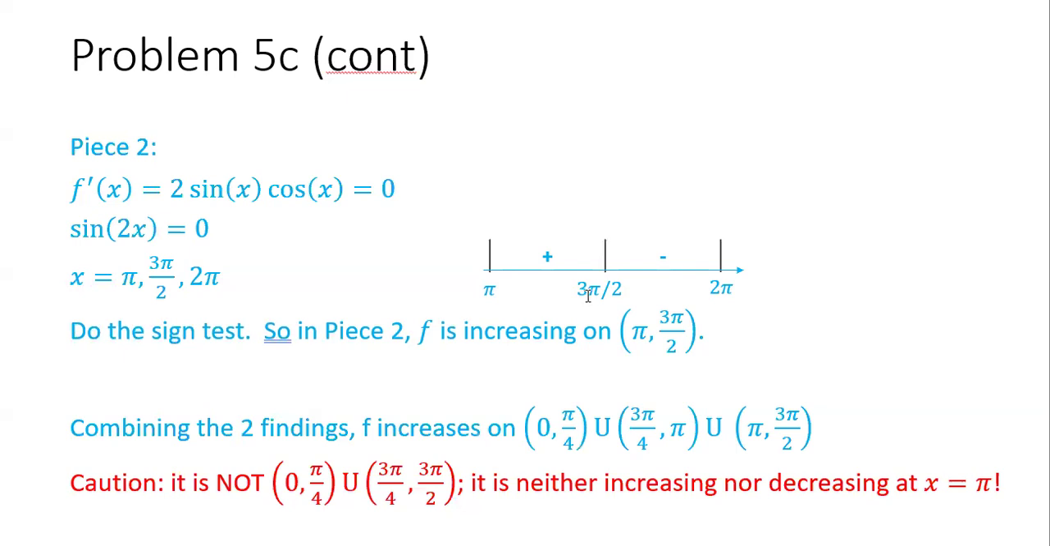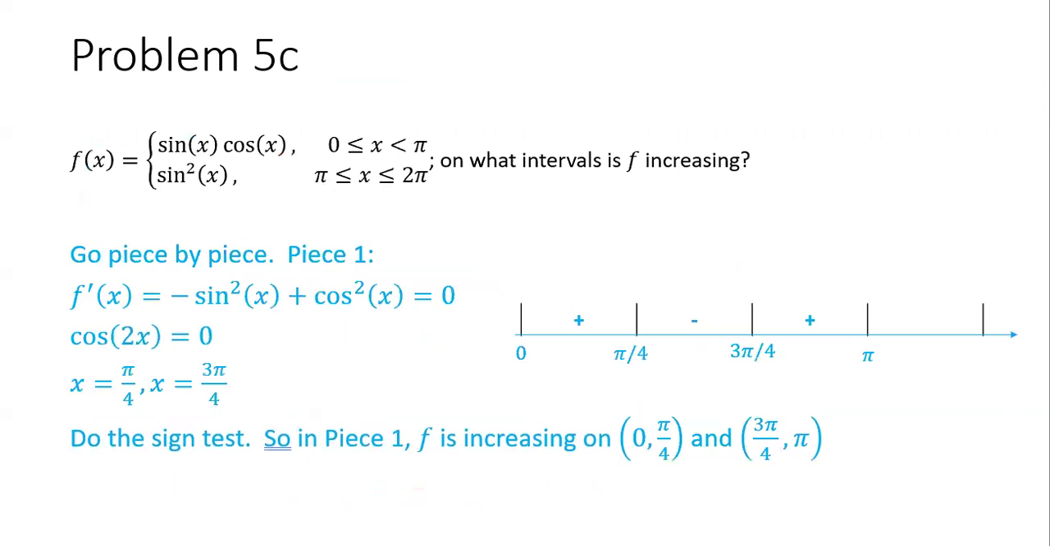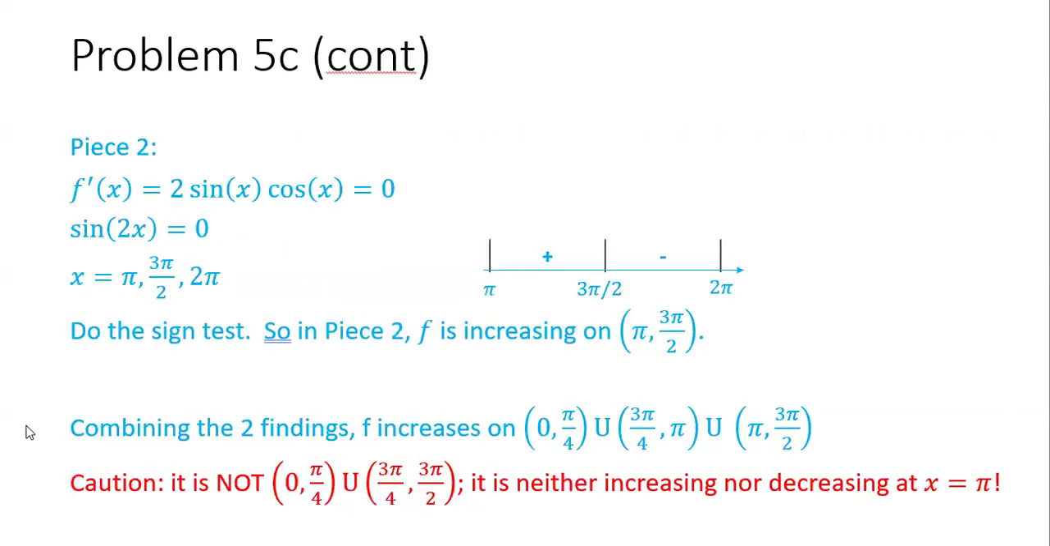So now we got to combine our two findings from piece 1 and piece 2. You got to be careful though. Okay, so f increases on 0 to pi over 4, which we found in piece 1, 3 pi over 4 to pi, which is from piece 1, and now union with this piece, pi to 3 pi over 2. So don't make this mistake that, oh, it's from 3 pi over 4 to pi, and then from pi to 3 pi over 2. Don't combine these two into 3 pi over 4 to 3 pi over 2.